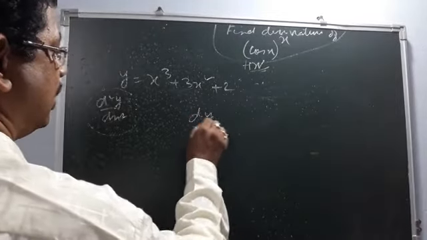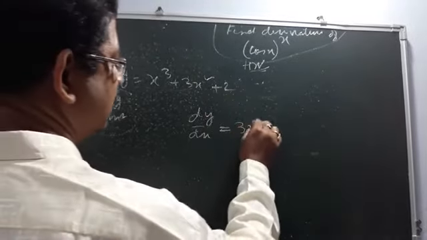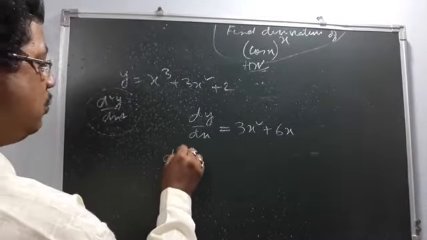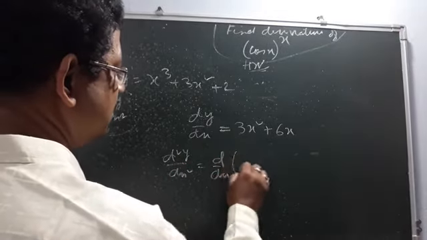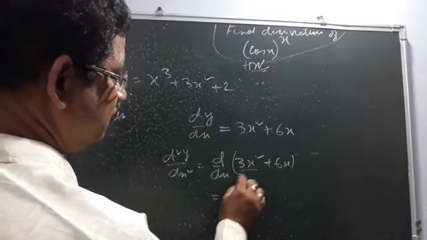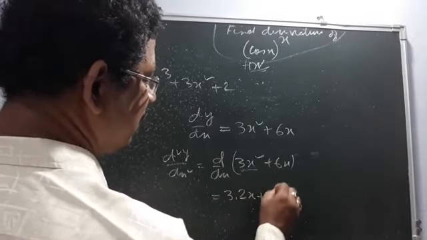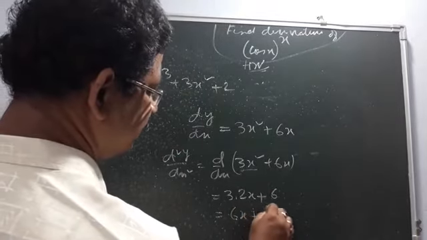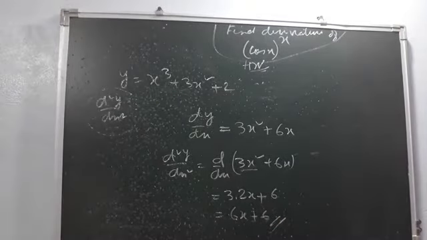First calculate dy dx. If we differentiate x cube, it will be 3x square. If we differentiate 3x square, it is 6x. Now d2y dx2 means you have to differentiate 3x square plus 6x. 3x square, if we differentiate, 3 is the constant, x square differentiation is twice x. 6 will come out, differentiation of x is 1. So 6x plus 6 is the double differentiation of the given y.